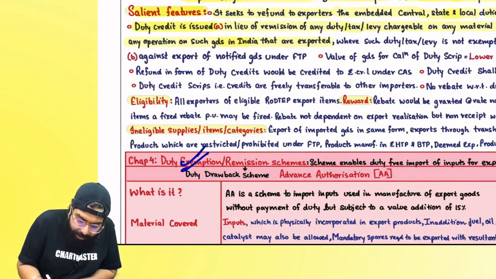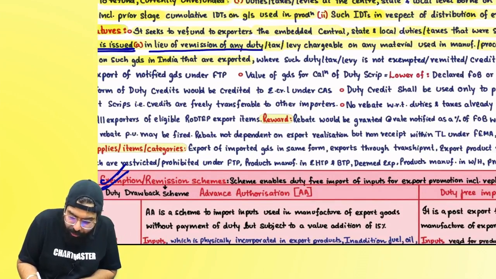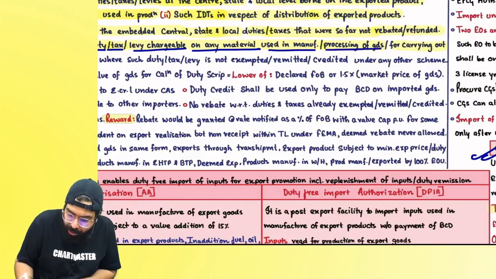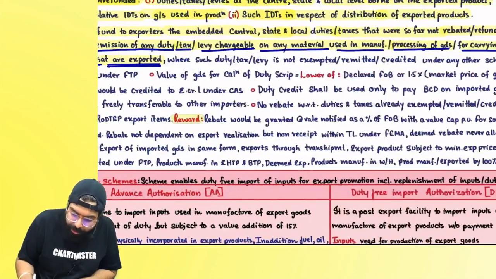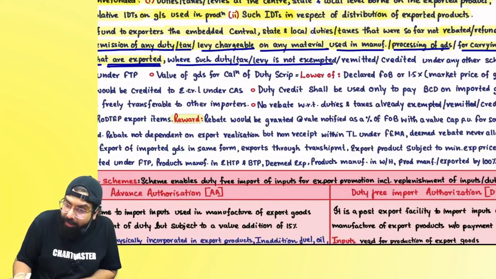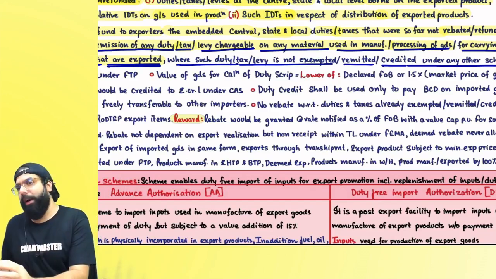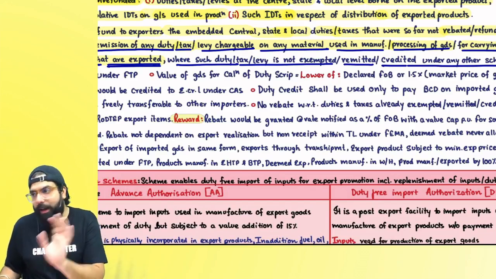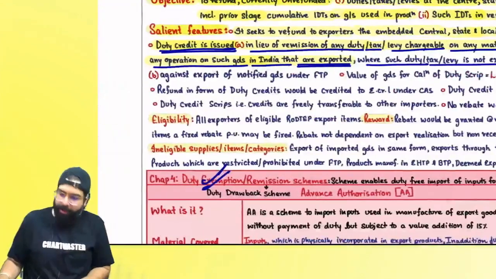So they are telling over here that, sir, we will go ahead and give you duty credit. They will issue you duty credit in lieu of remission of any duties, taxes, levy chargeable on any material used in manufacture or processing of goods or for carrying out any operations on such goods in India that are exported, where such duties, taxes are not exempted, not remitted or credited in any other scheme. So if you have paid any taxes in India which were not being refunded or remitted under any other scheme, then they are telling, we will give you in RoDTEP some scrips.